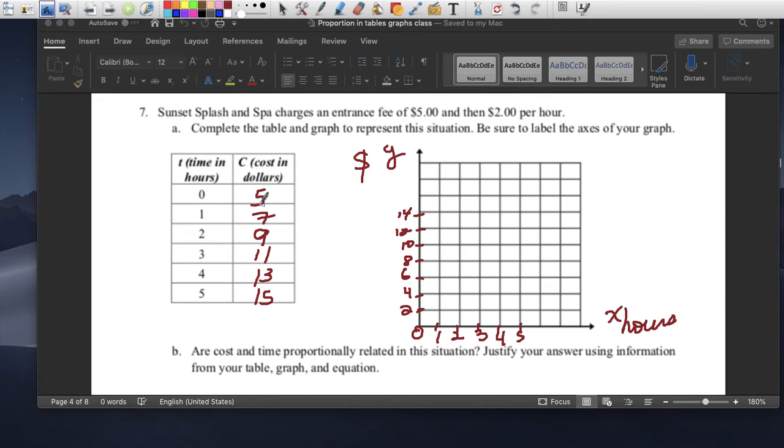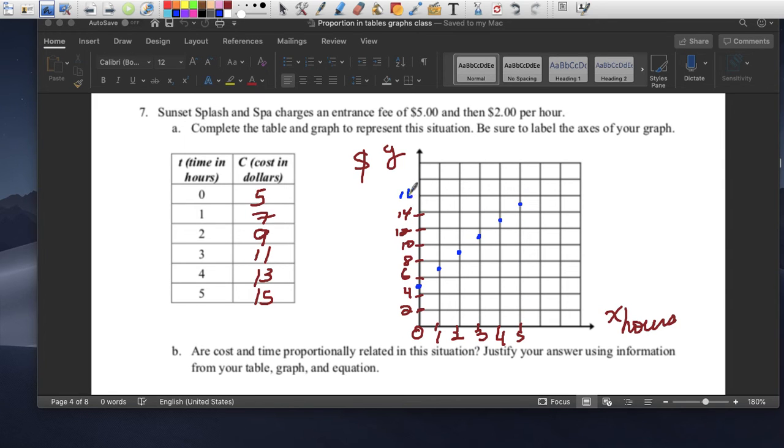Our first point is 0 and 5. So 0 and 5 is going to be right here. That's our first point. Our second point is 1 and 7. So 1 and 7 is going to be between 6 and 8. 2 and 9. 3 and 11. And see how easy it is to find the odd numbers. And that's why we did this. 4 and 13. Right, 13 is between 12 and 14. And 5 and 15, which is just going to be right here.